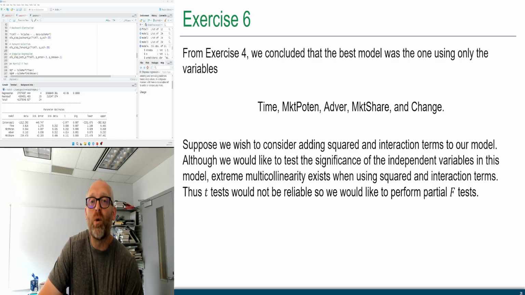We're going to include multicollinearity here, which will inflate the standard error, which will decrease our test statistic, which will increase our p-values. Although we would like to test the significance of the independent variables in the model, extreme multicollinearity exists when using squared and interaction terms. Thus, t-tests would not be reliable, so we would like to perform a partial F-test.